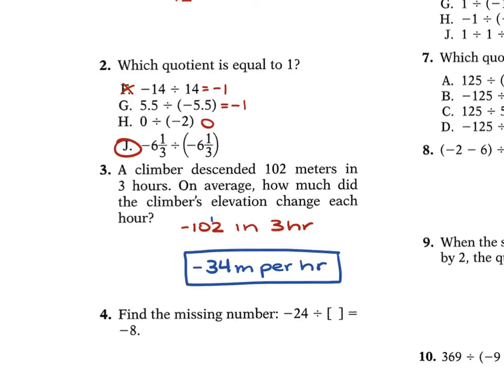For 4, we have to find the missing number. We have -24 divided by something is -8. So with this, 24 divided by what is 8? That's 3. We have a negative and a negative, so that's just going to be a +3.